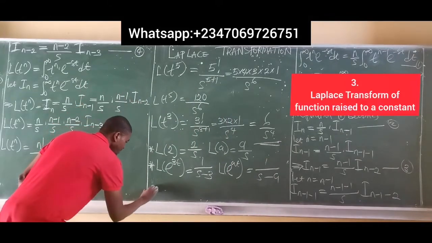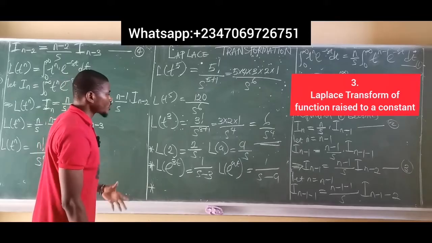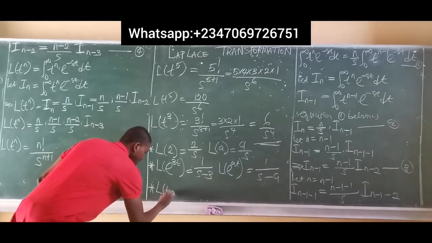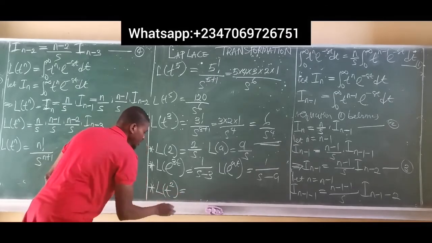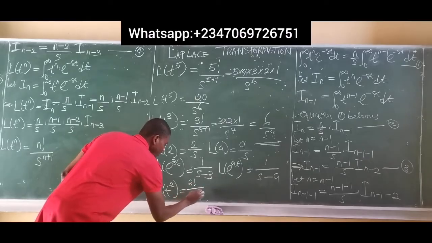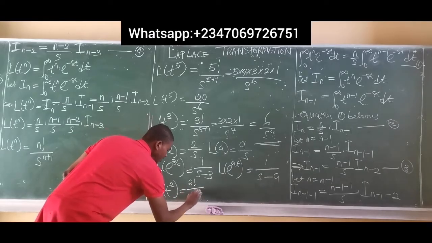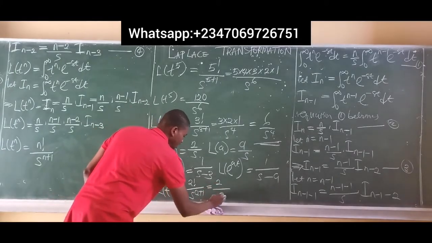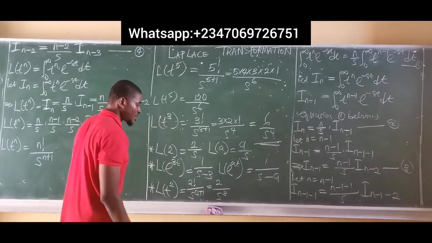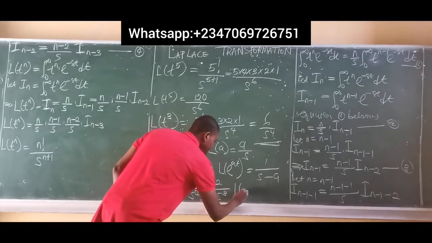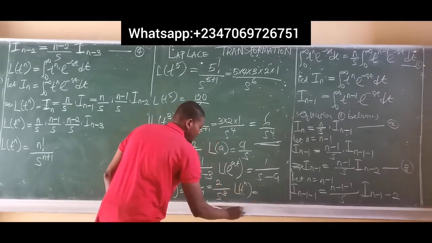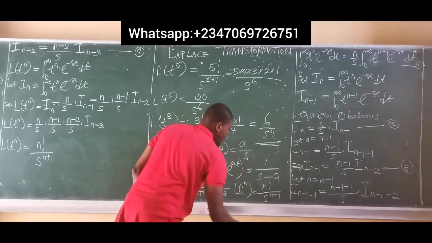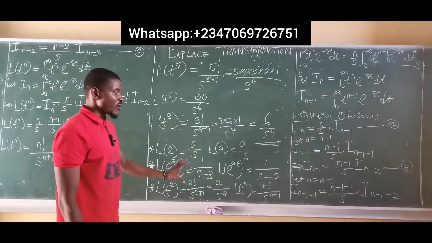And finally, the Laplace transformation of a function raised to a constant. If you have to find the Laplace transformation of, let's say, t to the power of 2, this is 2 factorial all over s to the power of 2 plus 1. And 2 factorial remains 2, all over s to the power of 3. So in general, the Laplace transformation of t to the power of n is simply n factorial all over s to the power of n plus 1. So for this video, we've covered these three.